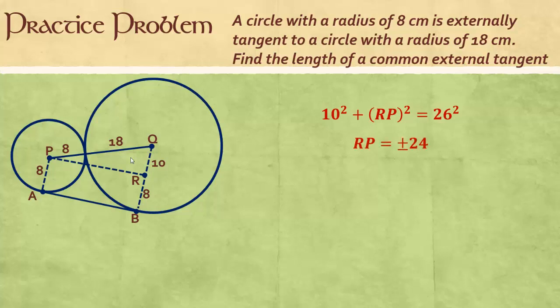So when you do all the math and figure it out, you get that RP is plus or minus 24. Well, obviously, we throw out the negative 24 because we can't have a negative measurement. Therefore, AB has to equal 24. Now, why is that? Because if this segment here is 24, remember we said that this was a rectangle. So AB also has to be 24.